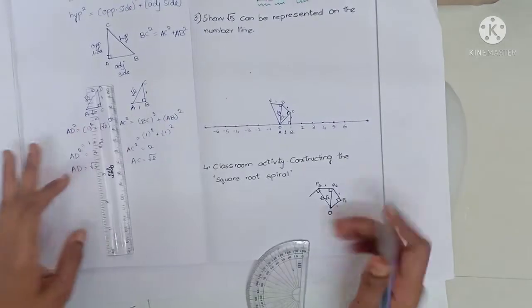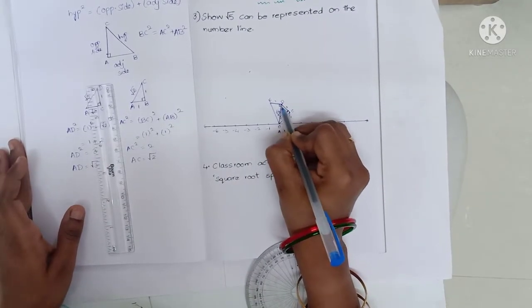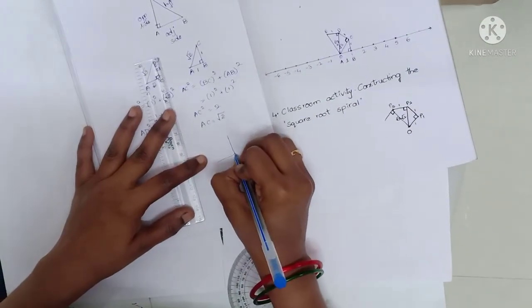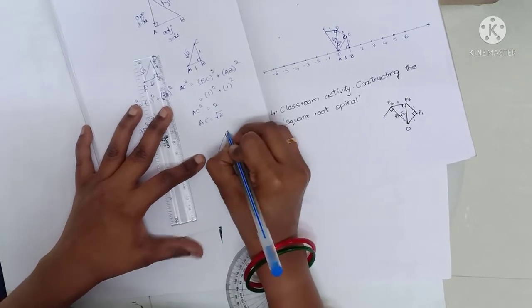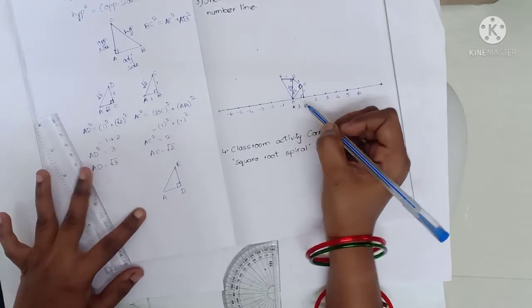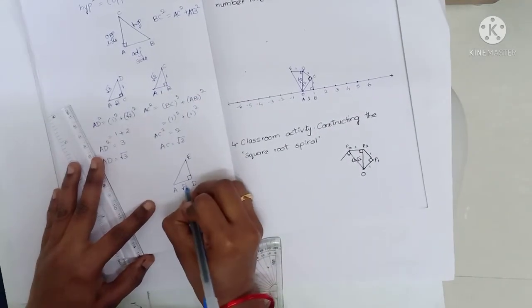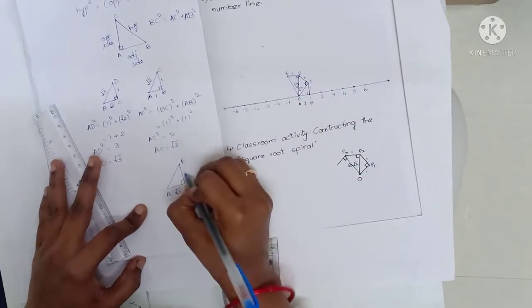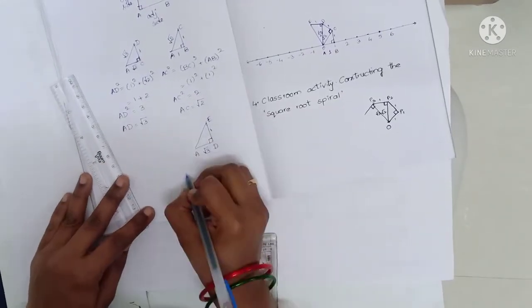DE is of length 1 unit. Now you got right angle triangle ADE, right angled at D. What is the length of AD, children? AD length is root 3. DE length is 1 unit. Now according to the Pythagoras theorem, you can find AE.